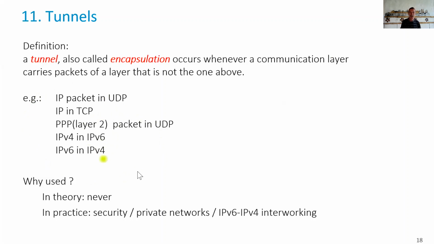Of course, those are violations of the principles of the layered model, where inside the IP packet you should have a UDP or TCP or ICMP packet, but not another IP packet, and an IP packet should not be in UDP. However, there are lots of reasons for this to work. The most important ones today are the private networks and the IPv6, v4 interworking.